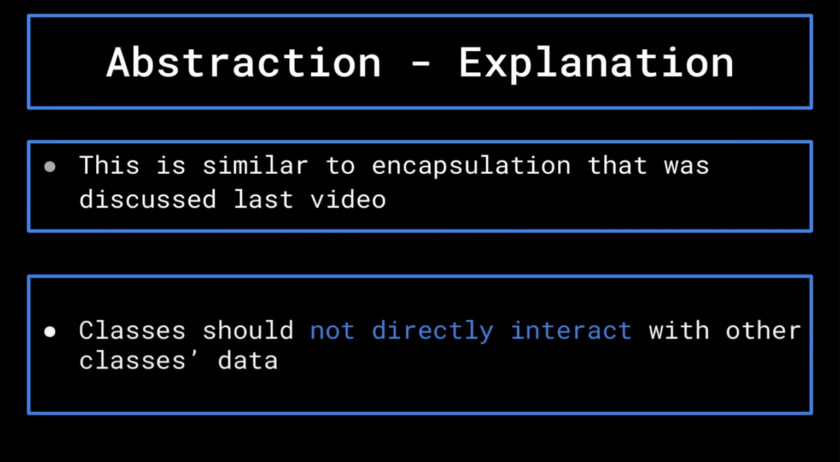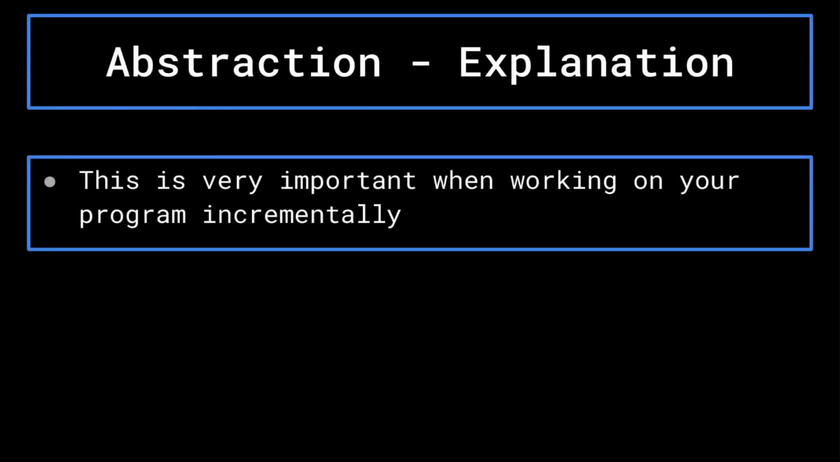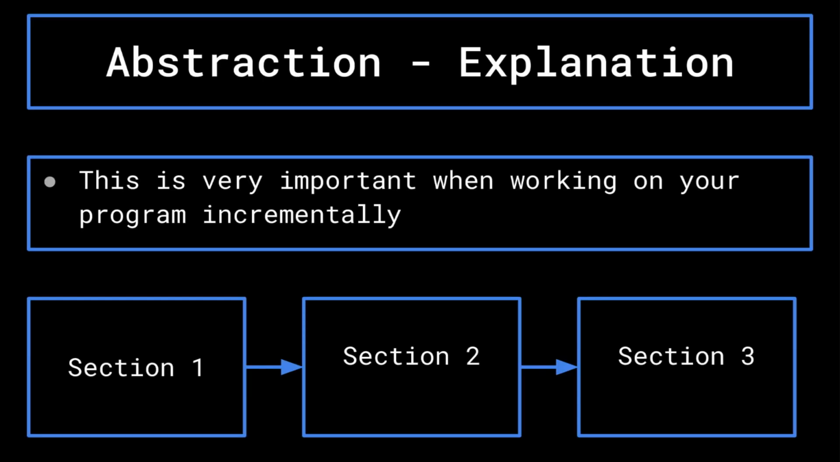Earlier, we mentioned how you should not have classes directly interact with the data stored within other classes. Rather, have them use the class's methods to access their data. This idea is especially important when you want to work on your program incrementally, where you focus on one class at a time and ensure that it works.